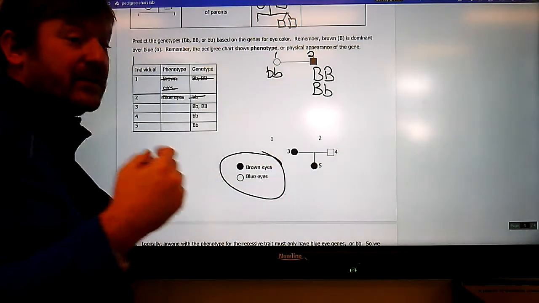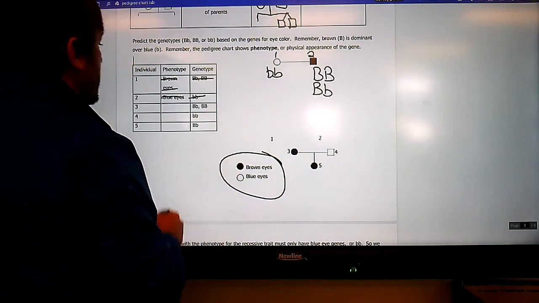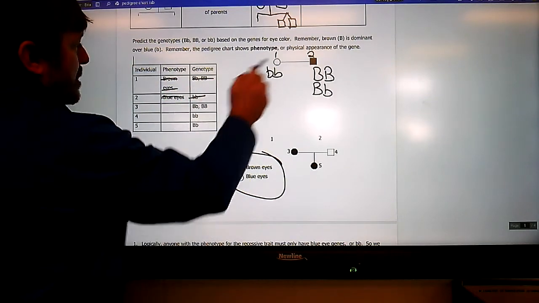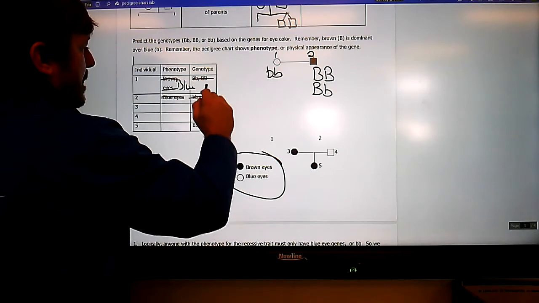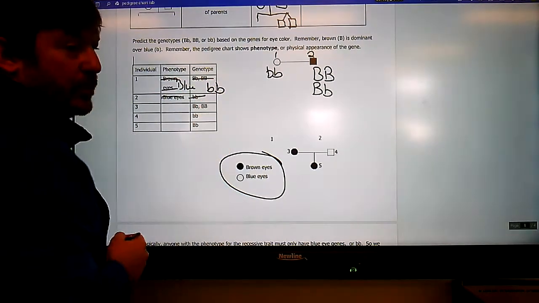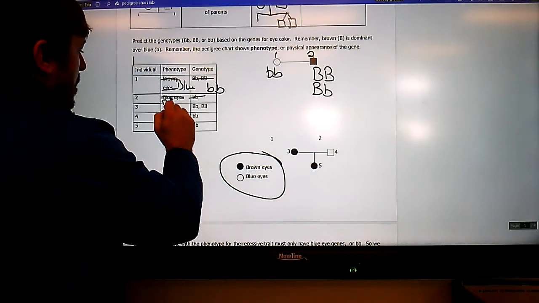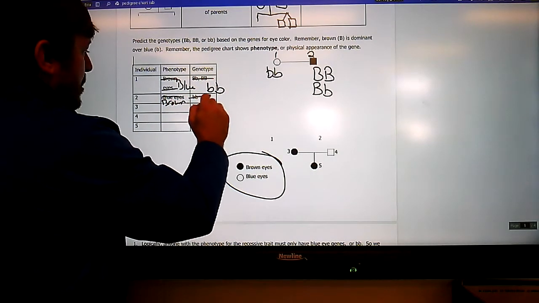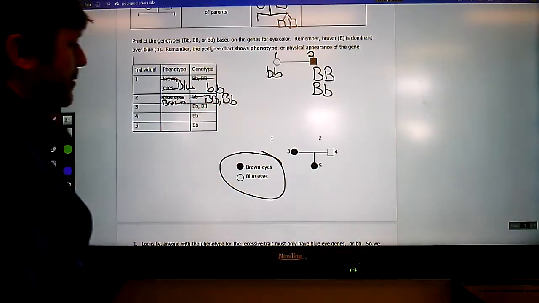It's a good thing to take note of when you're doing these. Look at the legend before you start. So we know number 1 has blue eyes, and then their genotype is little b, okay? And we know here, this should say brown, and it's either big B, or big B, little b, okay?